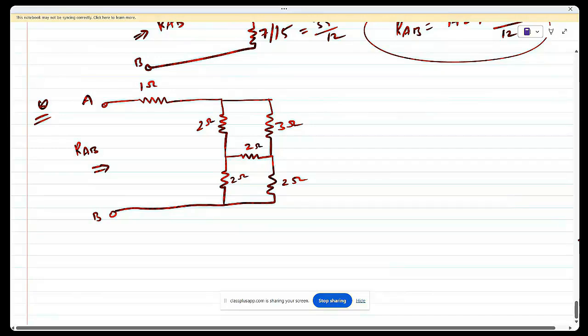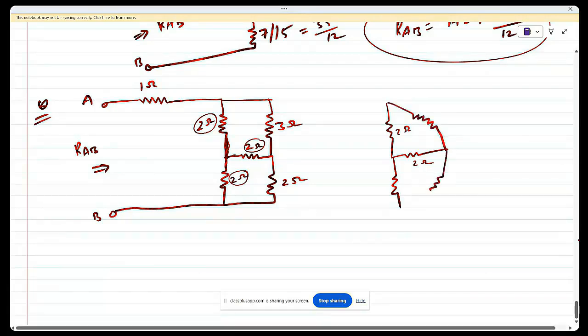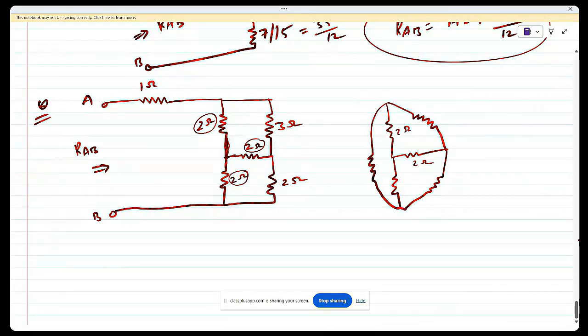Now observe these two and these two, they are connected in star because this is the common point. If you are going to convert this star into delta, let's say this is 2 ohm, this is 2 ohm, and this is again 2 ohm. Then its delta equivalent will look like this one, here, here, and here. So imagine if you are getting this type of network, it will be useful for you or not.